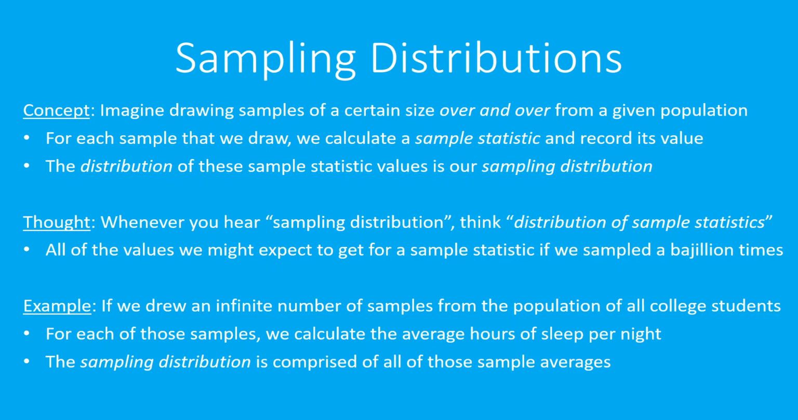So whenever you hear sampling distribution, for me, it helps to think instead, distribution of sample statistics, right? It's all the values we might expect to get for a sample statistic if we sampled a bajillion times, right? So, as an example, if we drew an infinite number of samples from this population of all college students, and for each of those samples we calculate the average number of hours of sleep per night, the sampling distribution is comprised of all of those sample averages.